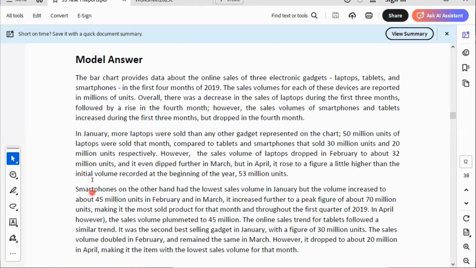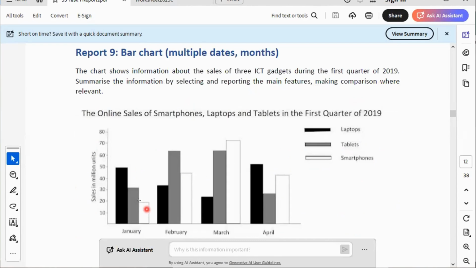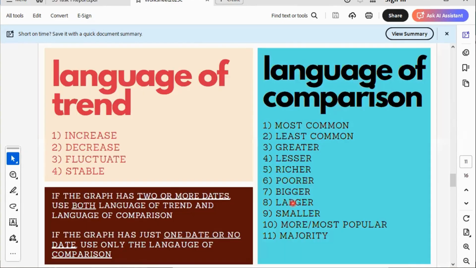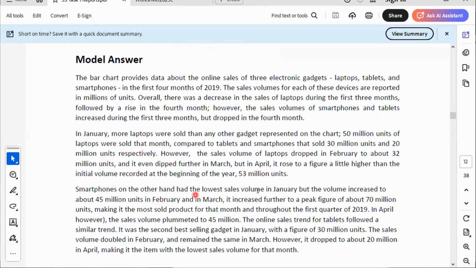So paragraph 3, the person writes about smartphones. Okay, he picks smartphones first. Smartphones, on the other hand, had the lowest sales volume in January. Let's check. Was it the lowest? Can you see color white? Lowest. What does lowest represent? Language of comparison. Lowest is not on this list. I told you earlier on that there are some words that are not on this list that represent language of comparison. Lowest. Okay? Lowest represents language of what? Comparison. Lowest sales in January.